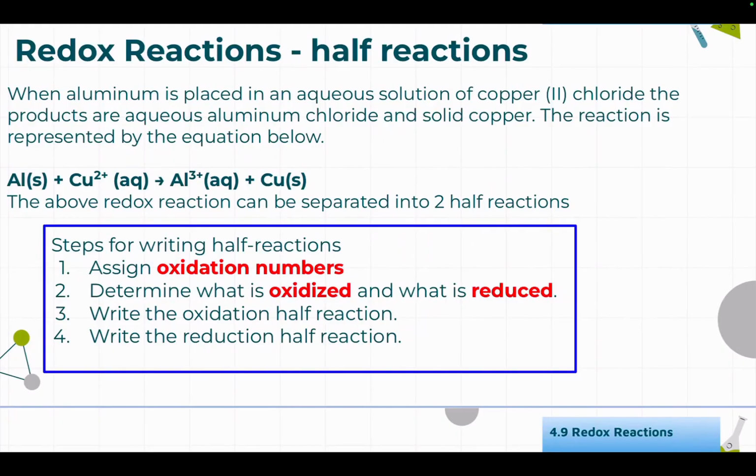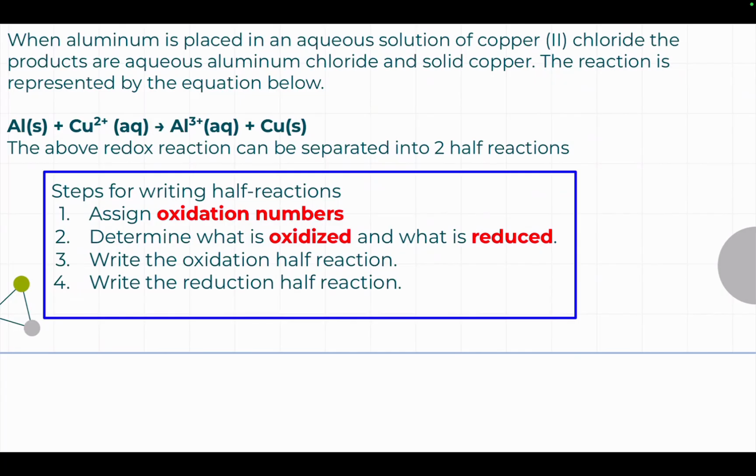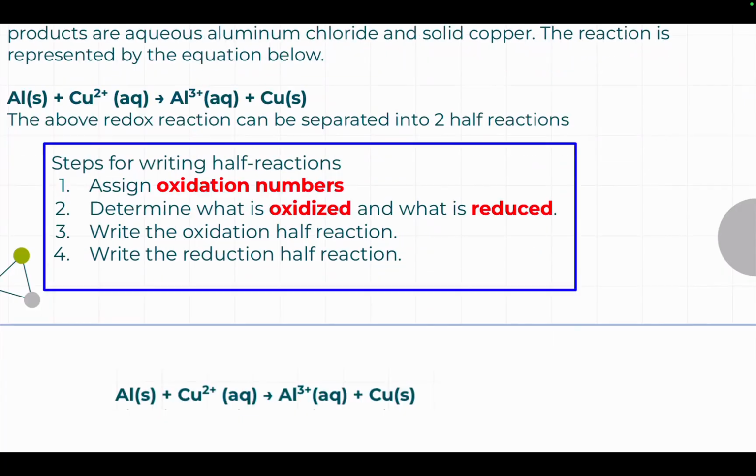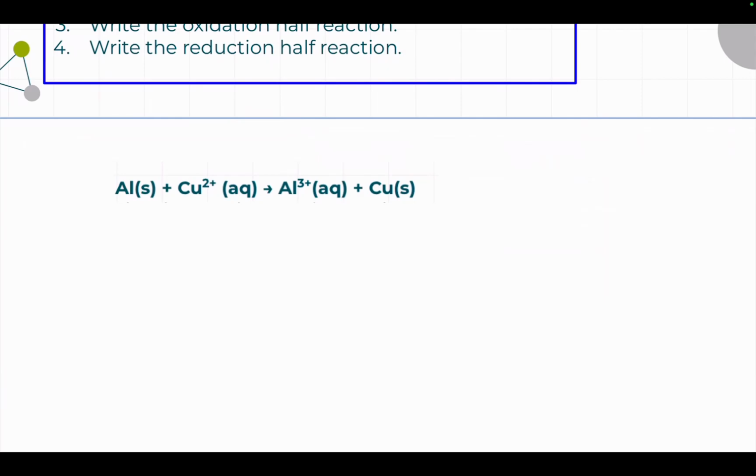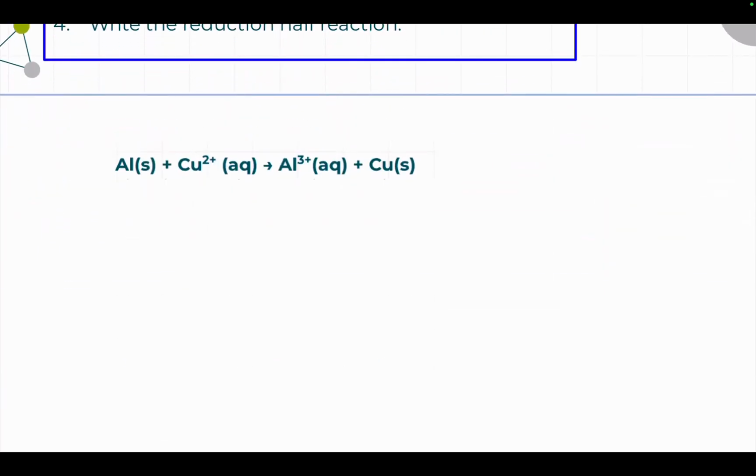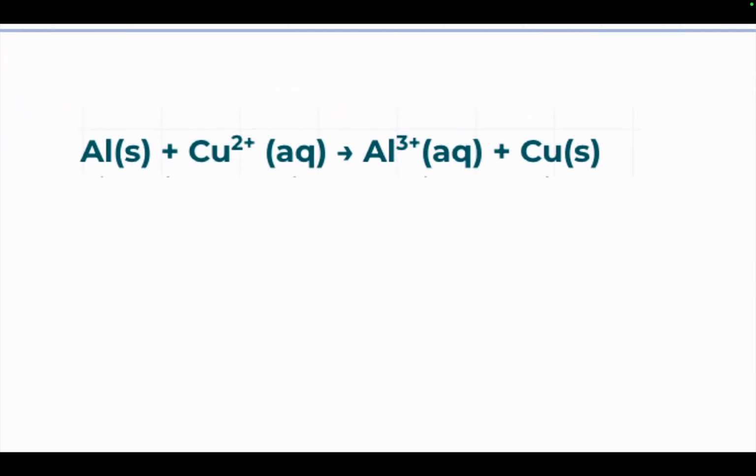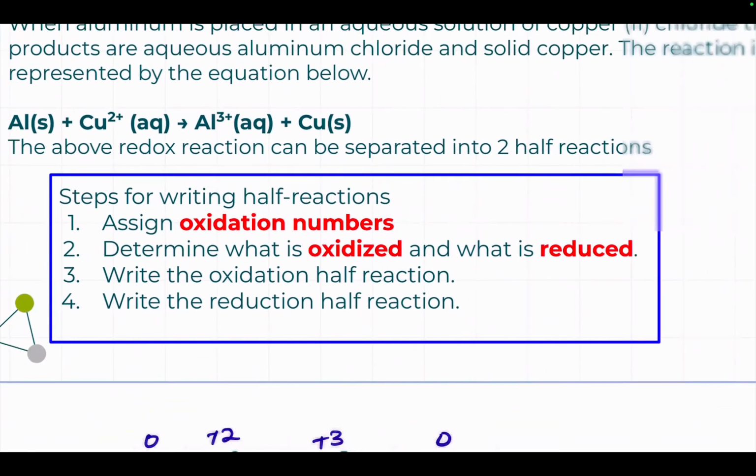Let me grab a page. If I have this reaction right here, and I'm trying to write out the half reactions, I'm going to follow these steps. The first thing I'm going to do is assign oxidation numbers: 0, +2, +3, and 0. Then I'm going to decide what is oxidized and what is reduced.